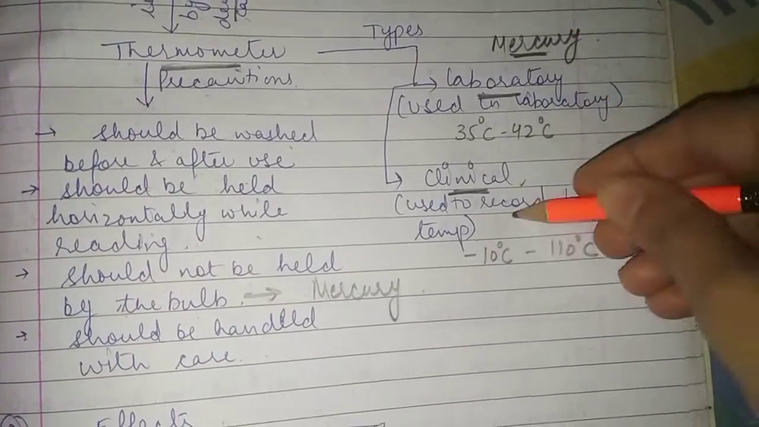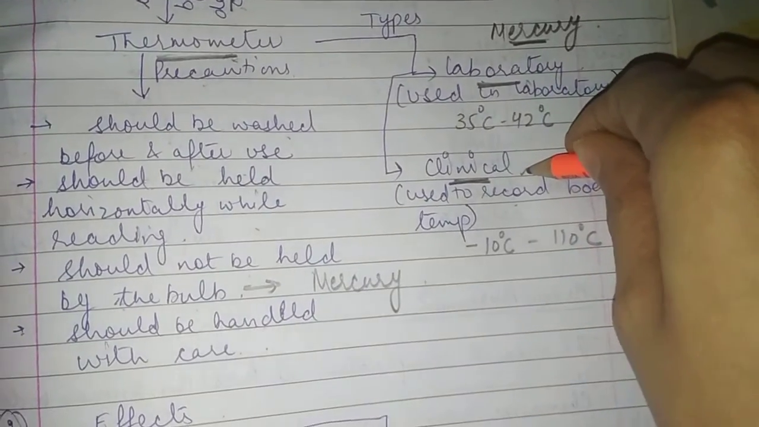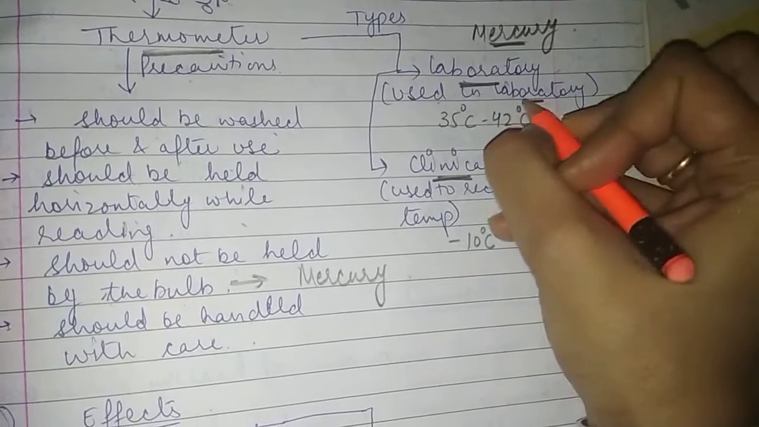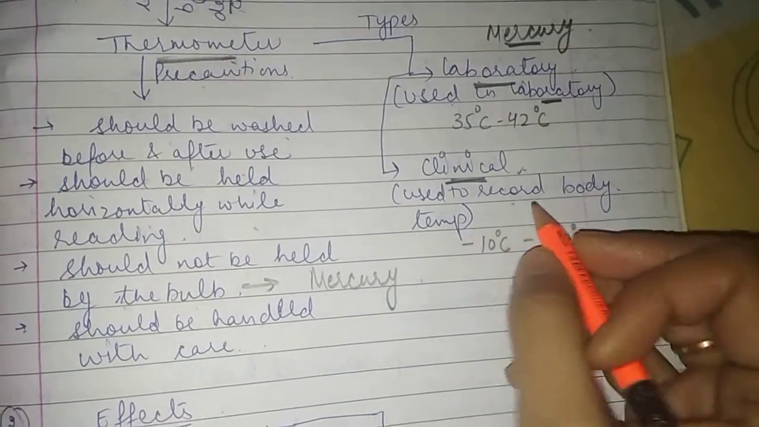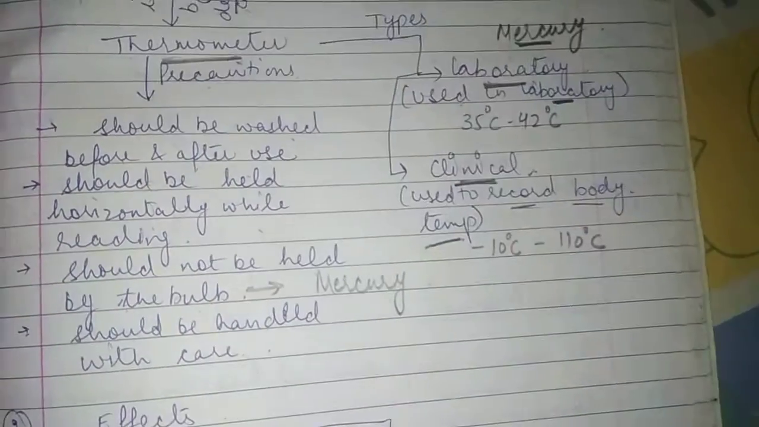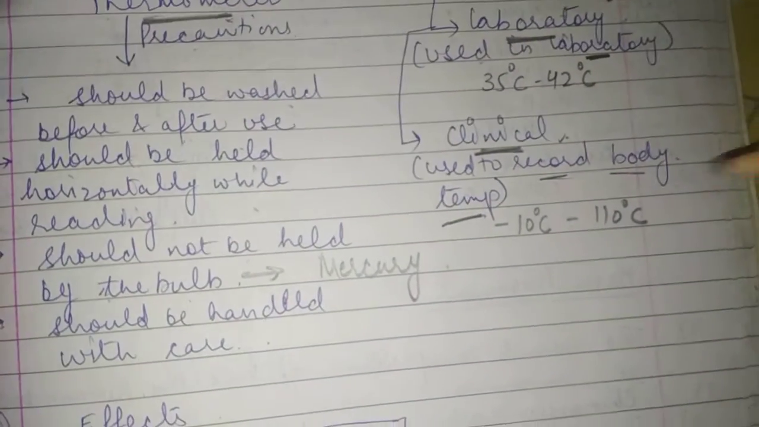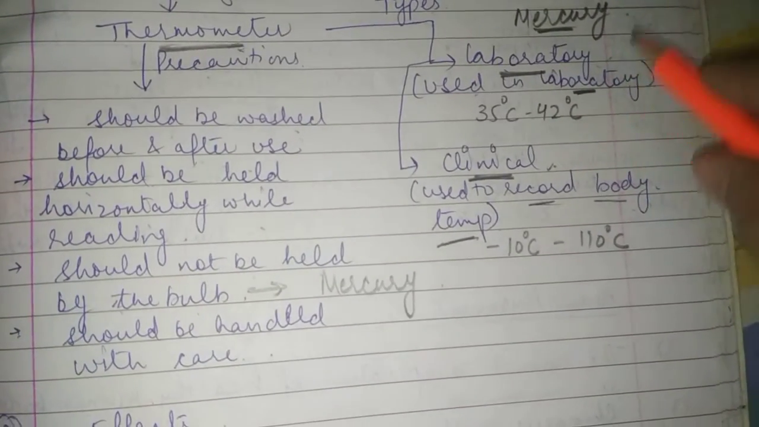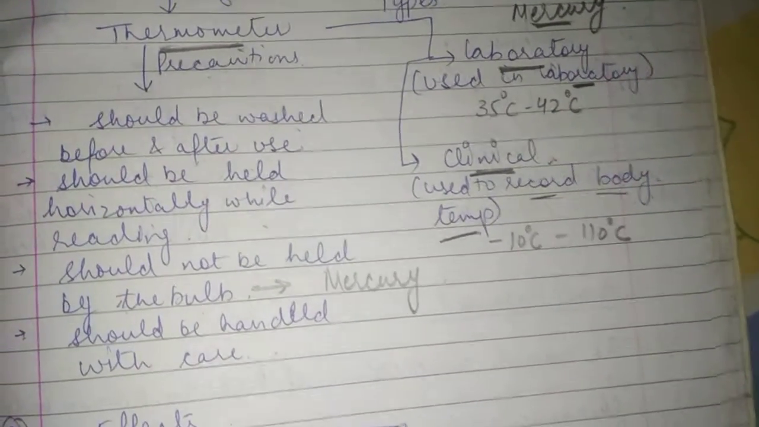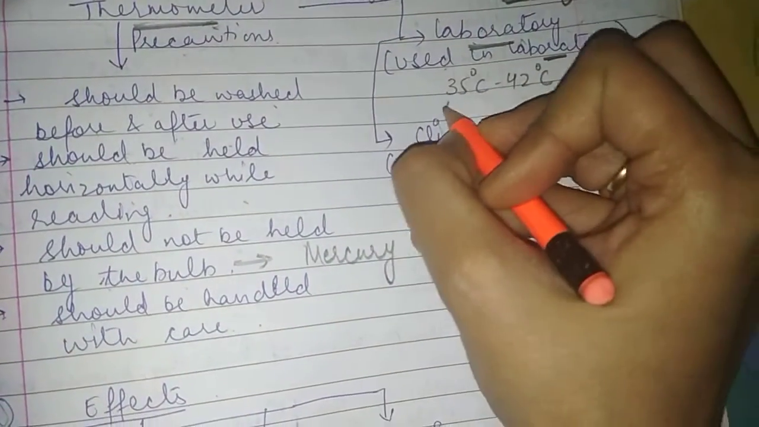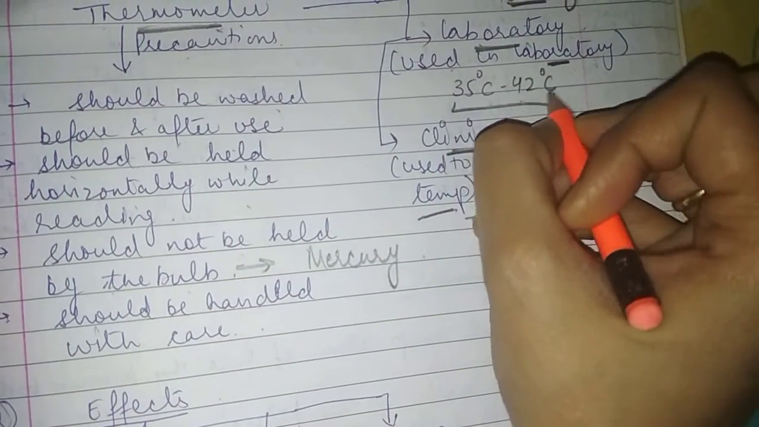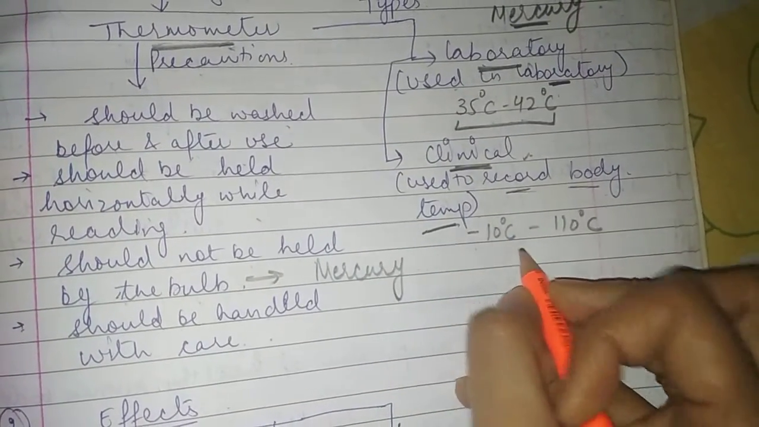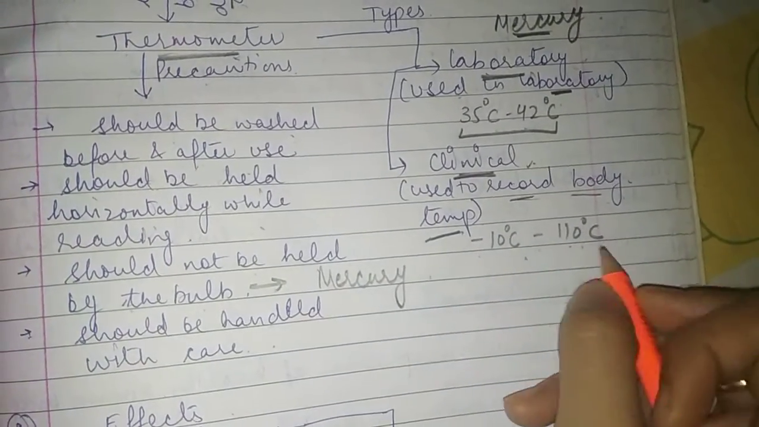Now the differences between the laboratory and the clinical thermometer. The first major difference is that the laboratory thermometer is used in laboratories only, for research purposes, and the clinical thermometer is used to record body temperature, in homes, clinics and hospitals. The second difference is that the clinical thermometer measures temperature between 35 degrees Celsius and 42 degrees Celsius, and the laboratory thermometer measures minus 10 degrees Celsius to 110 degrees Celsius.